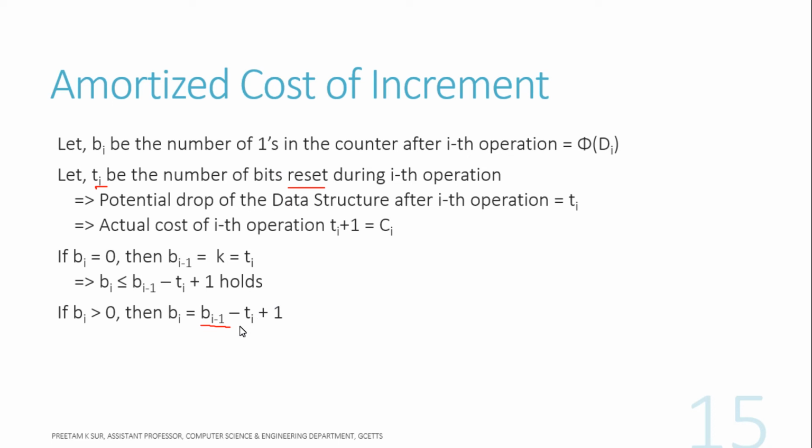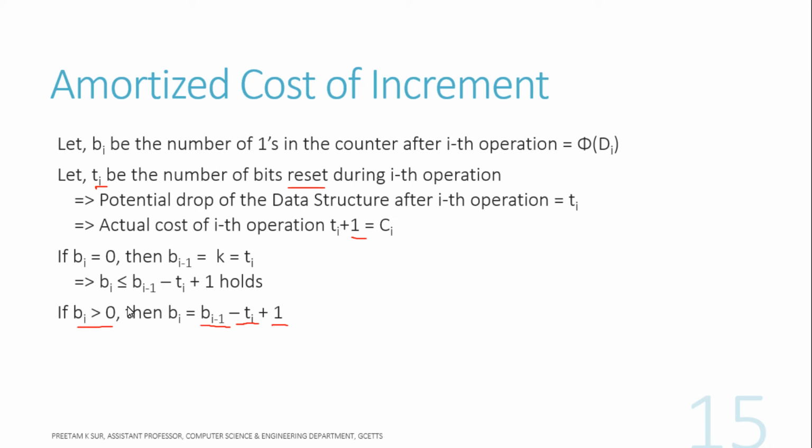So we will be reducing the count of 1 by ti, because we are resetting ti number of bits, and then we are also setting 1 bits, right? That will be only for the other case, when bi is greater than 0. Okay, so then we will have bi is equal to bi minus 1 minus ti plus 1. Okay, so for these two cases, bi less than 0 cannot be possible, so we have only these two cases.